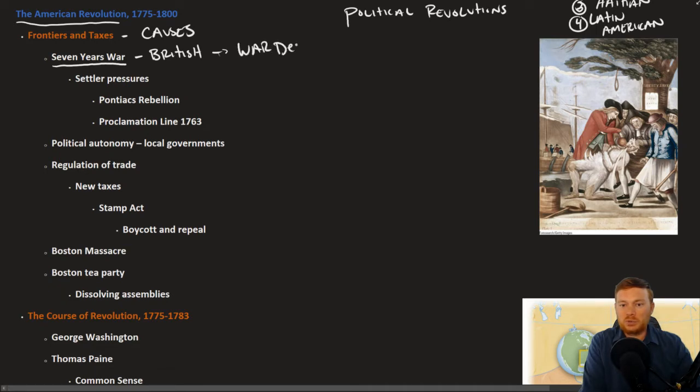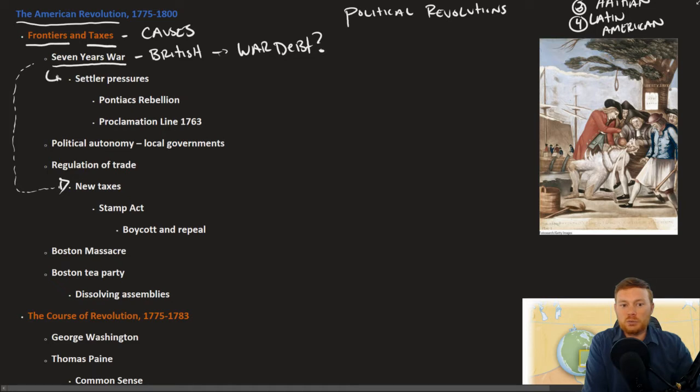And the question for the British was how to pay off the war debt. And one of the major ways is that the British are going to turn to passing new taxes, specifically on the English colonies in North America, which only agitate the colonists even more. But taxes was only one part of the equation. There was also a lot of discontent over how the frontier was managed.